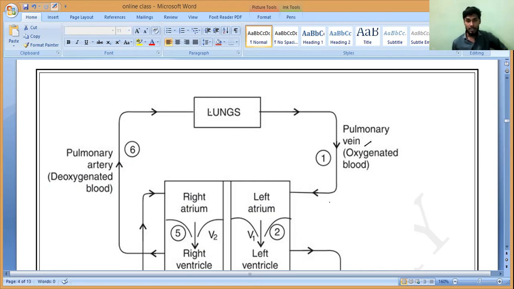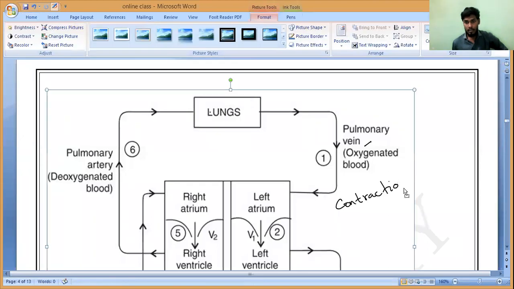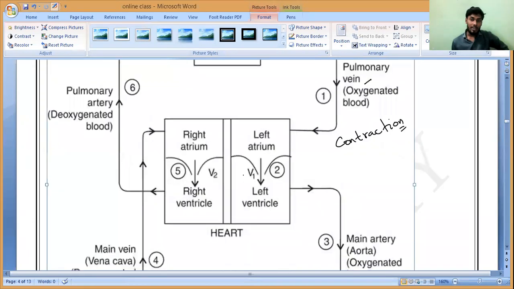When the left atrium is in contraction, that is what all of you should remember. Now, once the blood reaches the left atrium, when it is in relaxation, the blood reaches the left atrium.